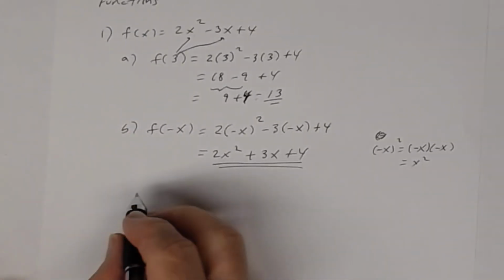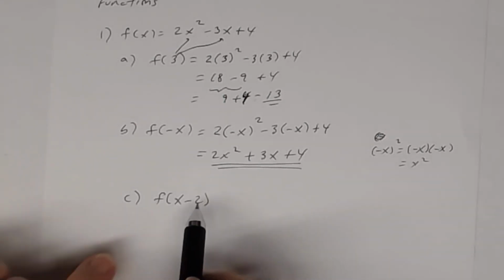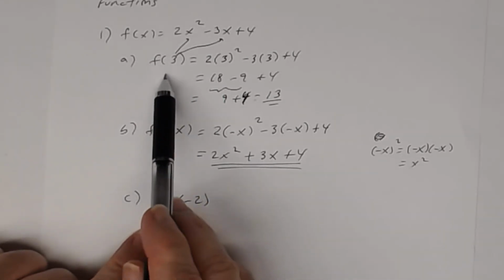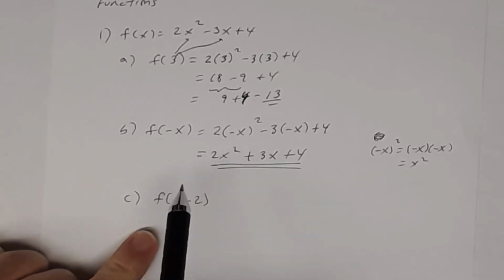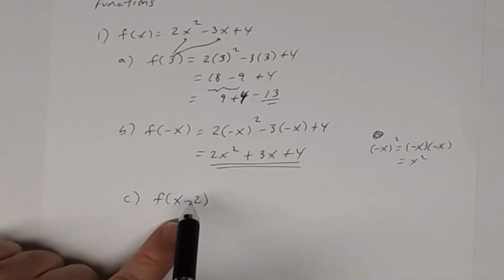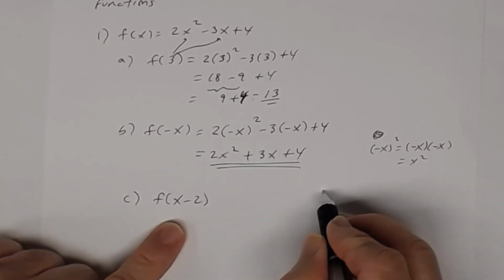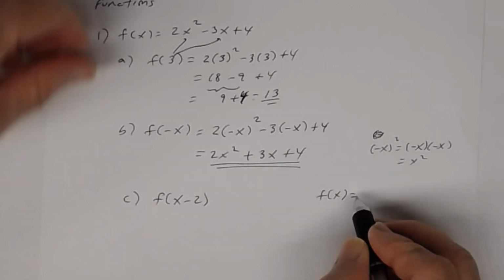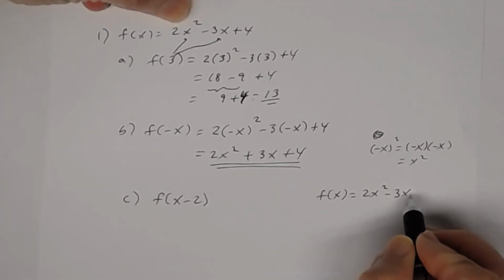Okay, and then in 1C, you want to find f of x minus 2. Now, this is a little bit more challenging than the others, because in the others it was a numerical value. In this case, it was a binomial. So here you have two terms, so you got to be careful. So again, let me go ahead and just rewrite our function. It's 2x squared minus 3x plus 4.